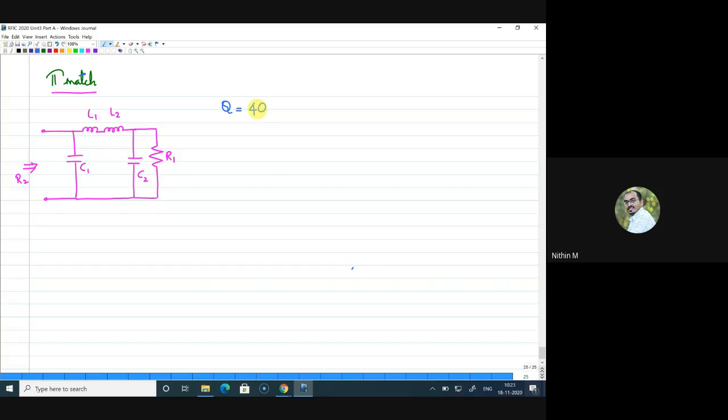So I want all the formulas in steps. Okay, let me write that here. The required Q is 40. So we can find the intermediate resistance Ri with the formula we wrote yesterday, which is, in this case, root of R2 plus Rp is root of R1, the whole square.